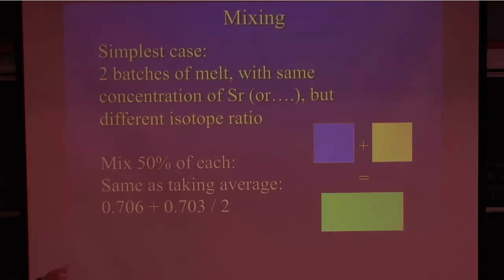So if the isotopes are, in this case, strontium 87/86 is 0.706 and 0.703, by mixing them, I just get the average of the two. Simplest case. How can I make it harder?